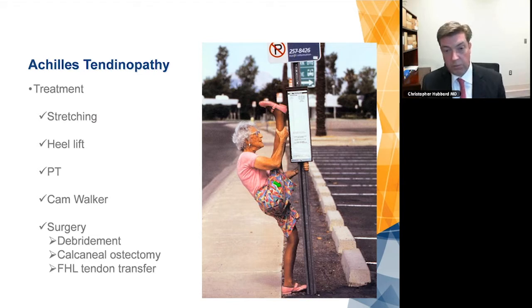Generally, that means debriding the tendon, removing the degenerative calcium in the tendon itself, and removing the Haglund's prominence, which is the calcaneal ostectomy. And if 50% of the tendon or more is involved, then we have to augment that, typically with a tendon transfer. In this case, typically the flexor hallucis longus tendon. So that can be a good surgical way of providing relief for these patients.